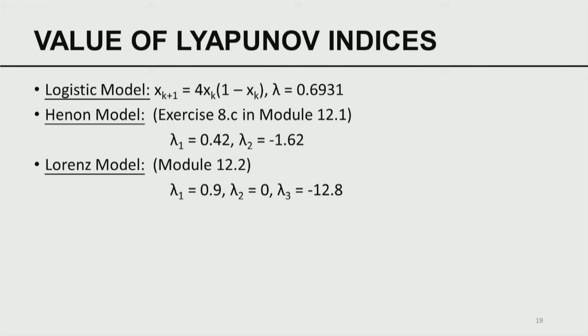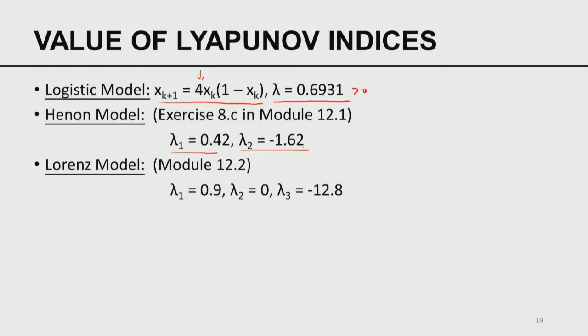Now I'm going to give you, these are exercise problems, but I'm going to quote you some of the values of the Lyapunov indices of some of the very well known mathematical models. For the logistic model with the parameter 4, the Lyapunov index is 0.6931, that is positive. So logistic models are chaotic because they are extremely sensitive to initial conditions. There is a model called the Henon model, which is two dimensional. For the Henon model, lambda 1 is 0.42, lambda 2 is minus 0.162.